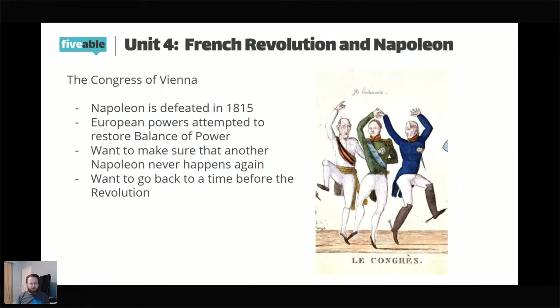And also they want to go back to a time before the revolution. They want to go back to a time where kings had power and other people didn't. They wanted a time where there was hereditary privilege and there was feudal privilege. And generally speaking, this will achieve several decades of peace.